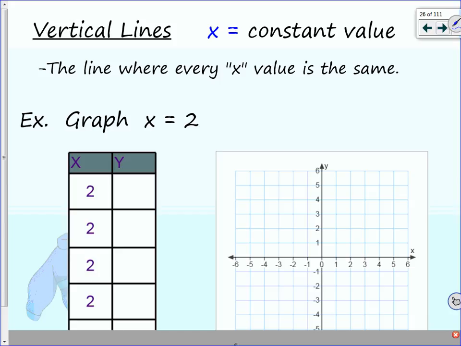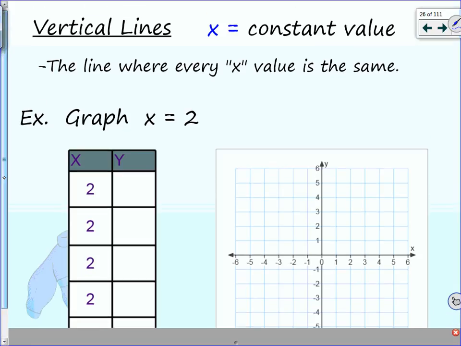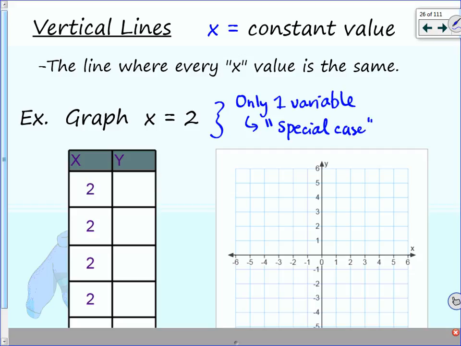And if we have x equals a number, like for example, x equals 2, a line where the x value is always the same, the table looks like this. When it says x equals a constant value, you're going to see no other variable with it. Again, this is an equation that only has one variable, and that's why I put it in the characteristics as being a special case. So x equals 2 implies that x is always 2. And since y isn't mentioned, y can be any number.